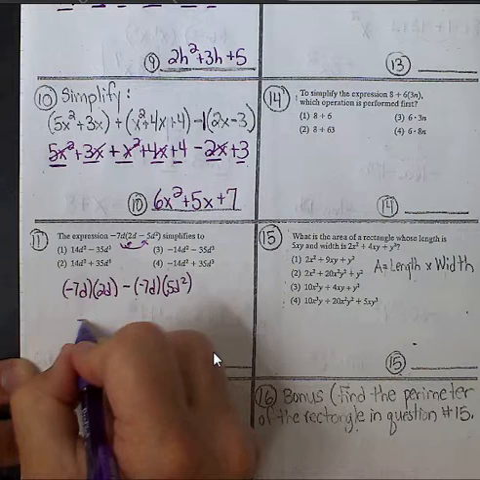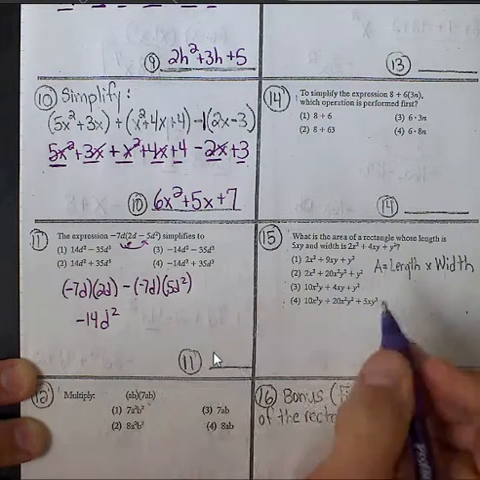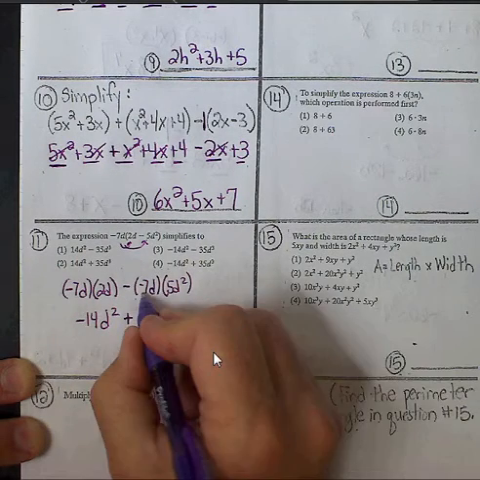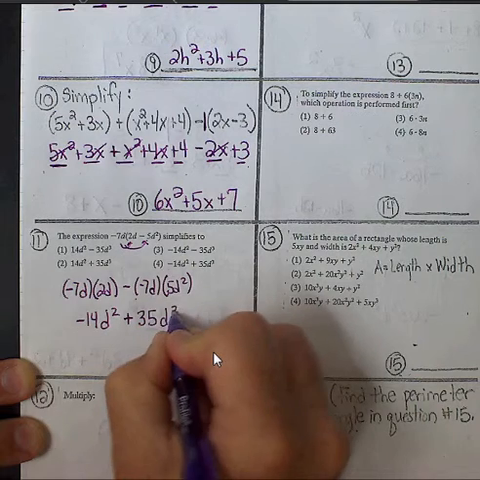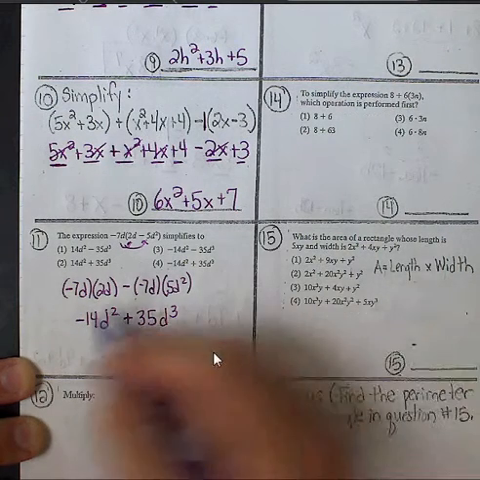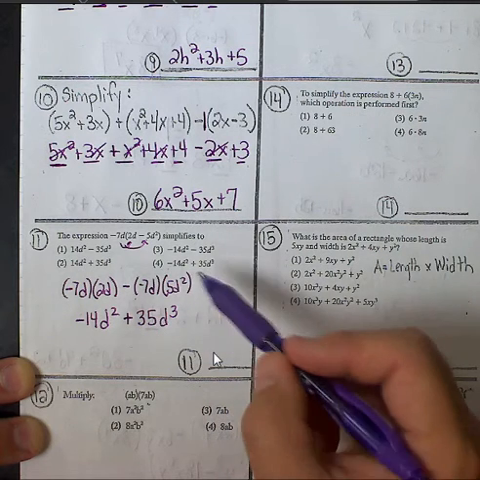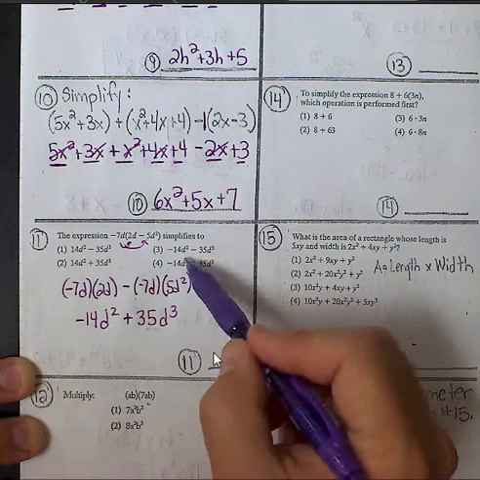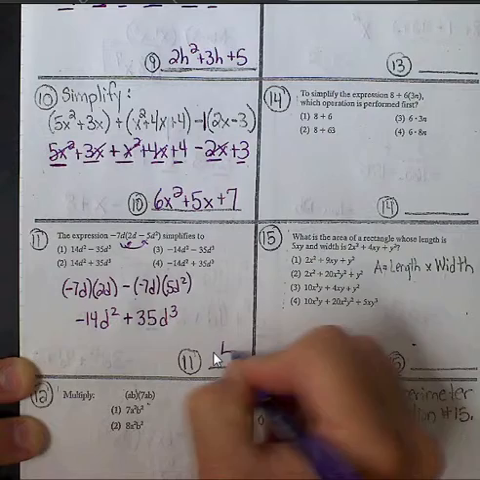So multiplying what you can, that's a minus 14. d times d is d squared. I see two negatives, which means it's going to be a positive. 7 times 5 is 35, and d times d squared is d cubed. So now I search for that choice. I'm looking for minus 14d squared plus 35d cubed. So I get minus 14d squared plus 35d cubed. That's choice 4.